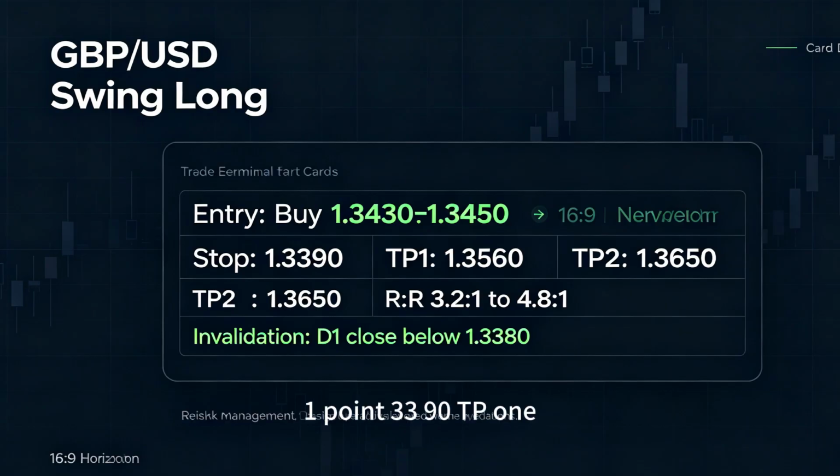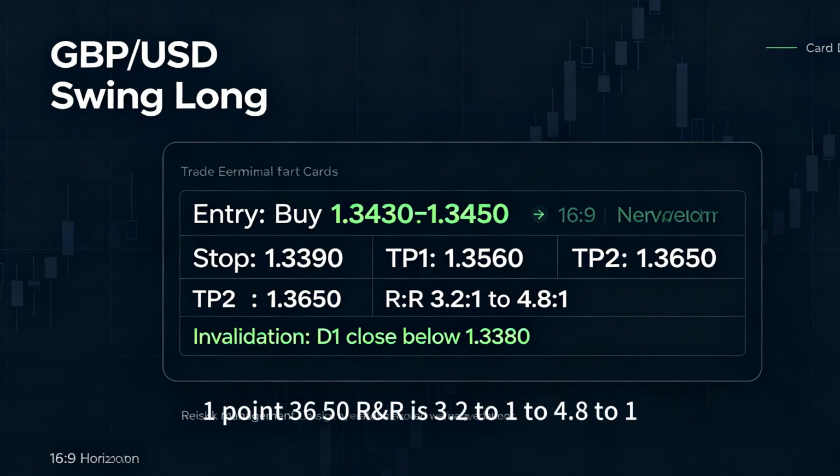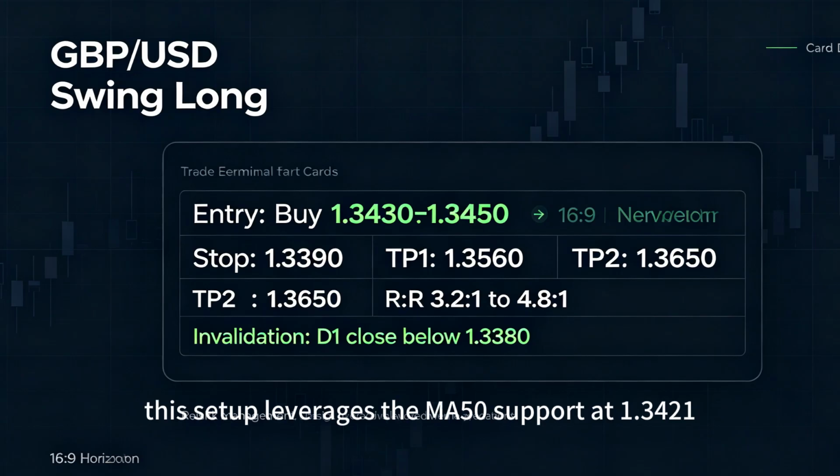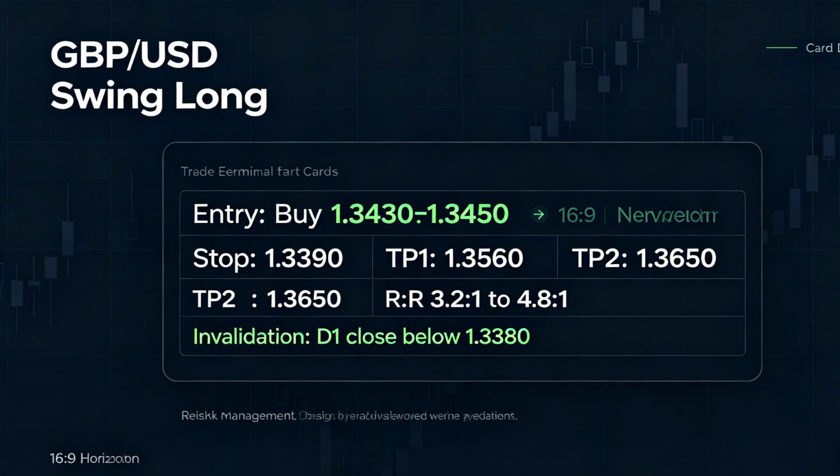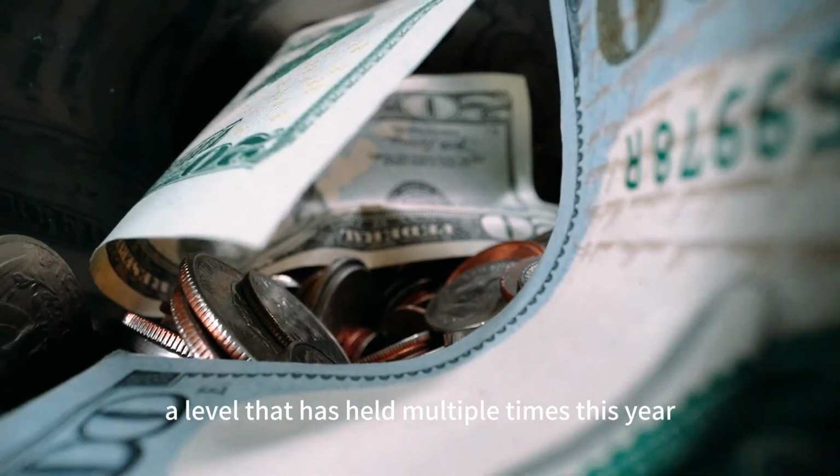Stop 1.3390, TP1 1.3560, TP2 1.3650. R and R is 3.2 to 1 to 4.8 to 1. This setup leverages the MA50 support at 1.3421, a level that has held multiple times this year.